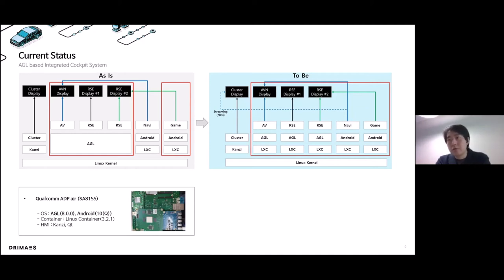Although our goal is to complete the target architecture on the right side, the blue colored one, the currently implemented architecture is shown on the left side of this page. Cluster, AVN, and RSE are running in the AGL system, and Android Container runs in a separated environment. In other words, we've completed all other functions that we planned, but AGL and Android Container have not been merged yet.